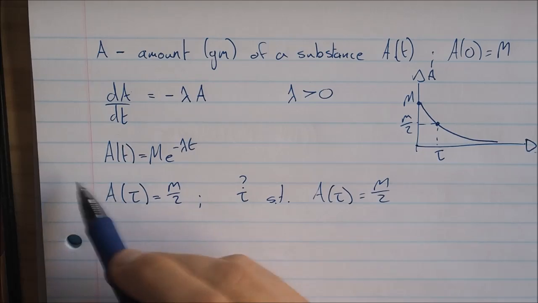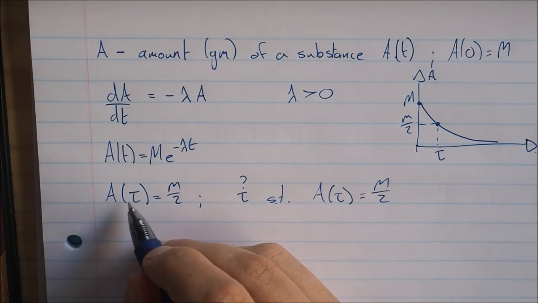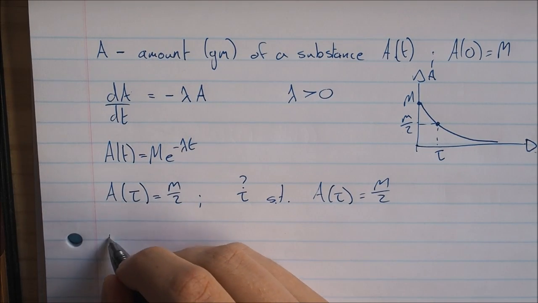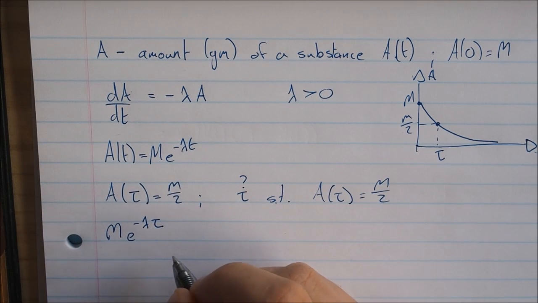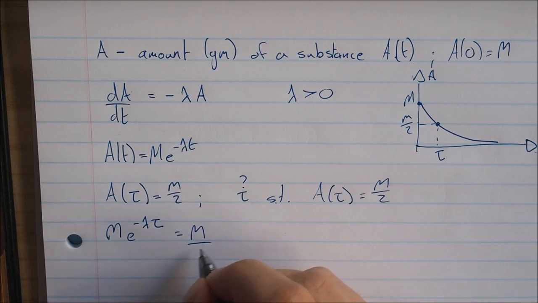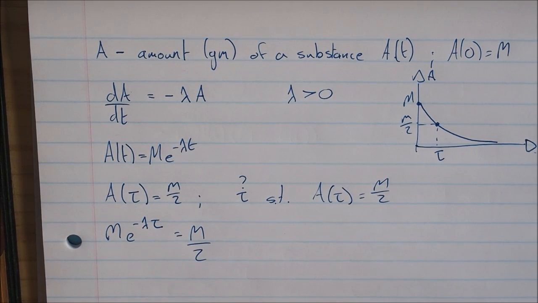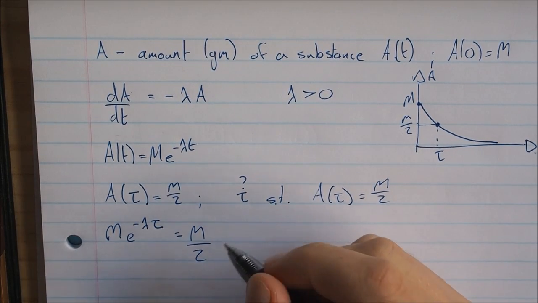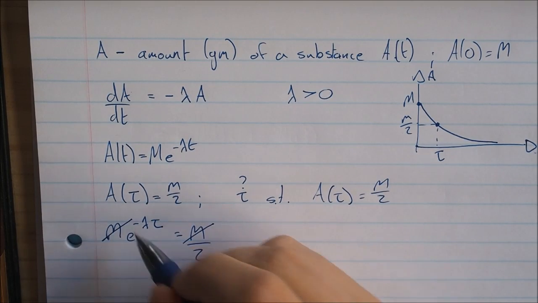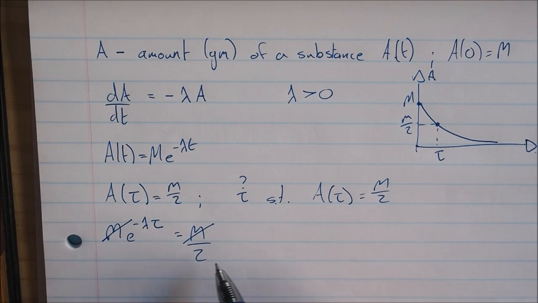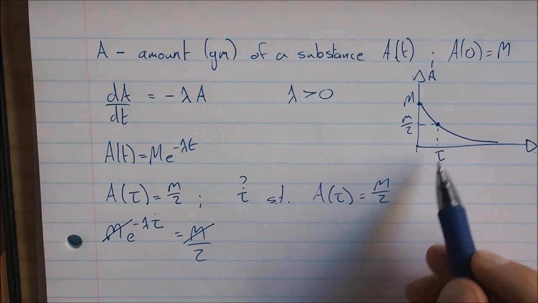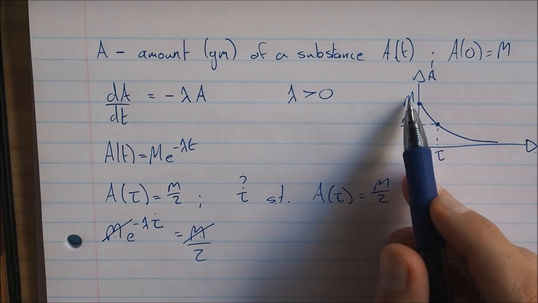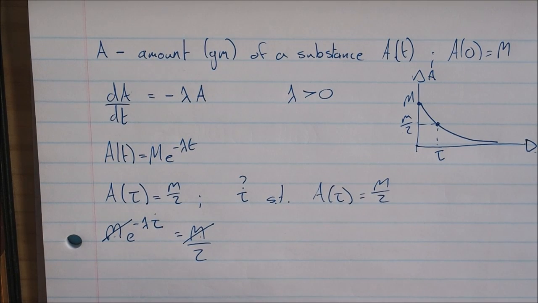Okay, and so we can just plug these things in, and we get m e to the minus lambda tau equal to m over 2. And now something interesting happens here. We can see that we cancel m off. So this leads me to believe that this value tau, the half-life, how long it takes, is independent of how much mass we start with, which is an interesting observation.